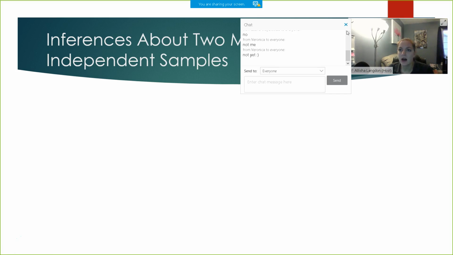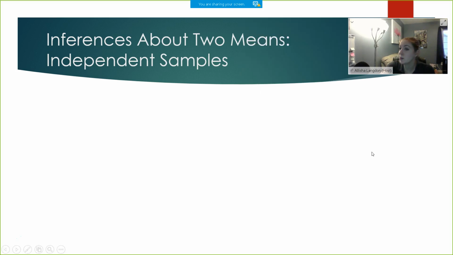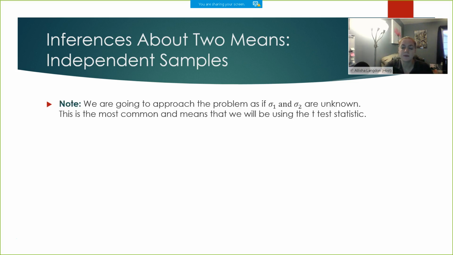Okay, so let's talk about inference about 2 means. So specifically, we're going to be talking about population means, our mu. We love our mu. We love talking about our population mean, average, based on 2 populations. Now, we're going to be talking about independent samples, as I mentioned earlier. So these are 2 groups that don't come from the same population, and we're going to look at how they interact.